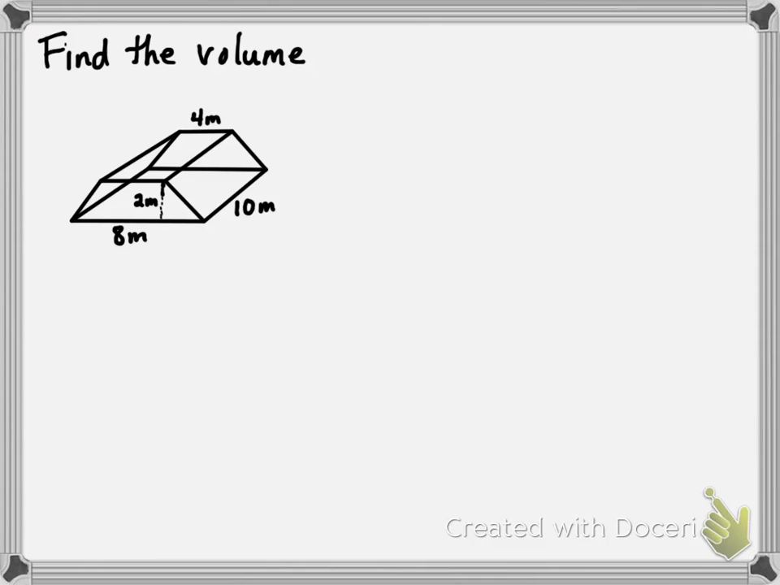Alright, so first, this is still just a prism. It doesn't matter that it looks different. I can still use the same formula I've been using. As long as I know how to find the area of the base, I can find the volume. So first I need to identify the base. Well, the bases are these trapezoids. So I need to find the area of that trapezoid.